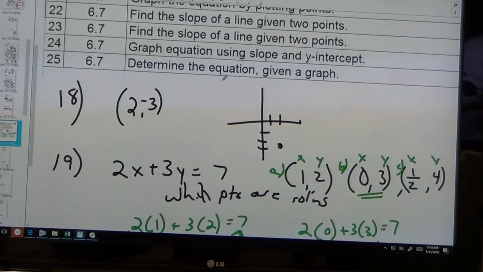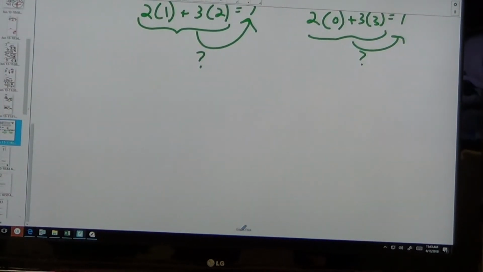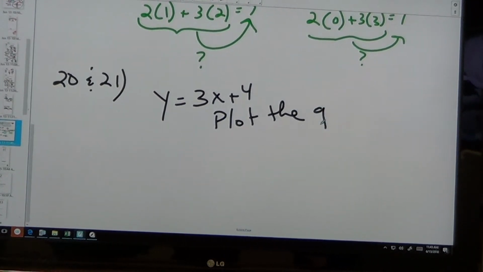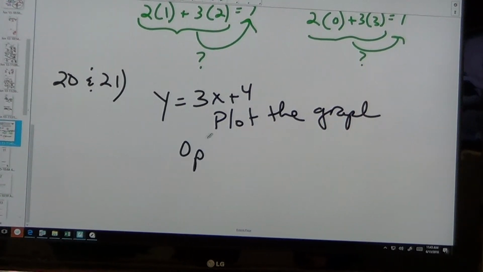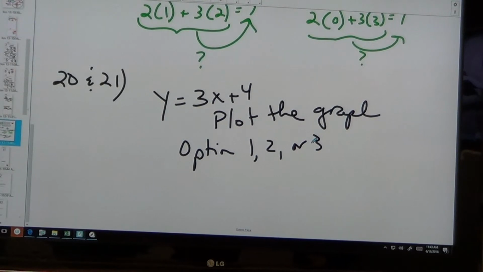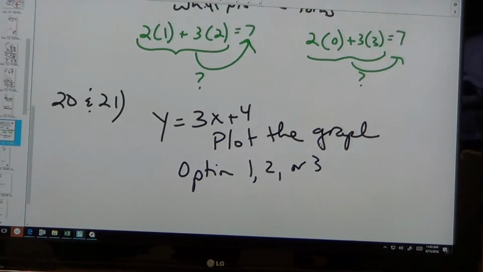Then, number 20 and 21. Graph the equation by plotting points. So you're going to have 2 questions, 20 and 21, where I give you an equation and I say, plot the graph. I don't care how you do it. So you can do option 1, 2, or 3. I don't care how it gets done. So you have 2 of those problems. You can either do the double zeros, you can pick the numbers of your choice, or you can put it in y equals mx plus b, find the b, and do your rising and your running. So you got two of those.